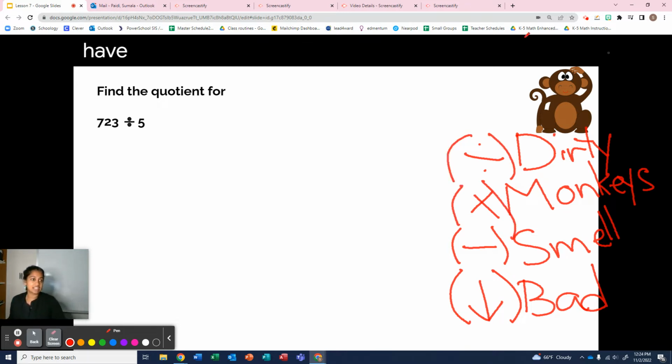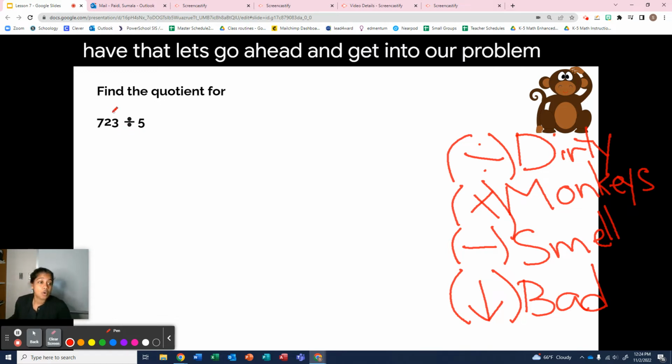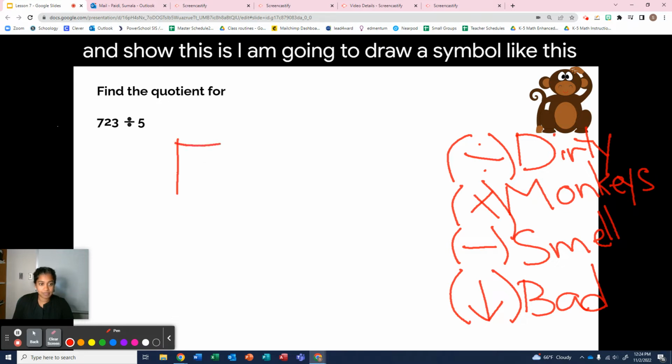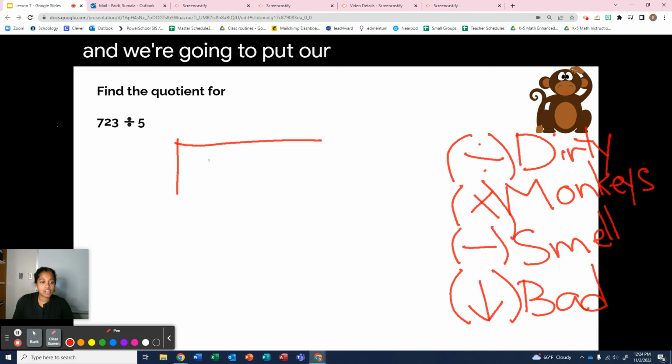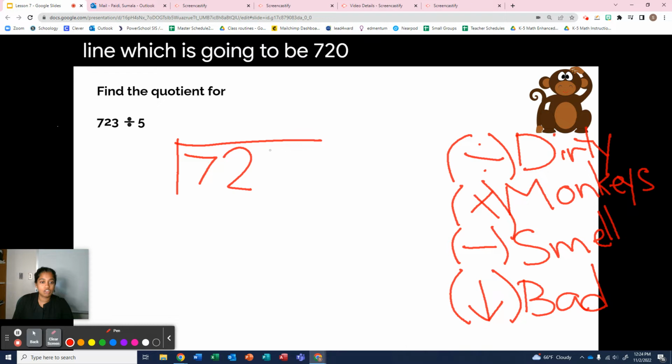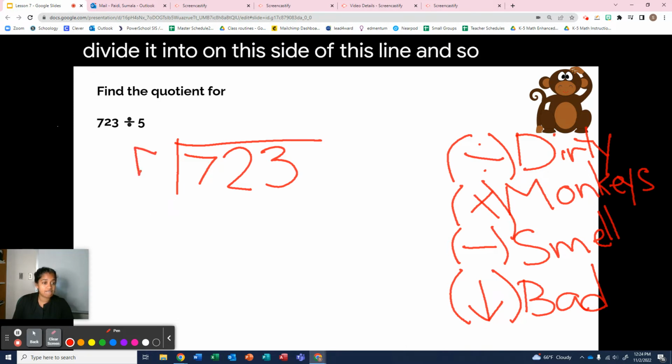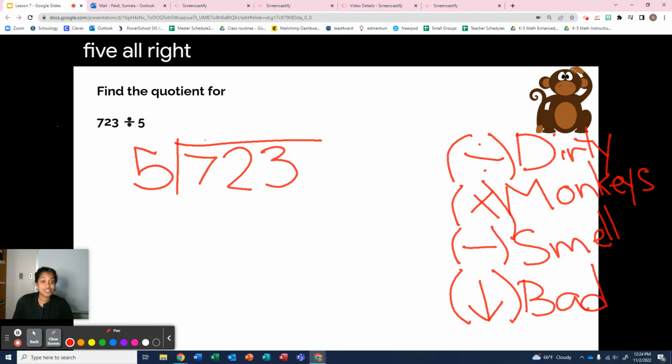All right, so now that we have that, let's get into our problem. So we have 723 divided by 5. So 723 is our dividend. How we're going to show this is I am going to draw a symbol like this. And we're going to put our dividend underneath this line, which is 723. Then we're going to put our divisor, which is the number of groups we're going to divide it into, on this side of this line, and so we have 5. All right, so we have that.